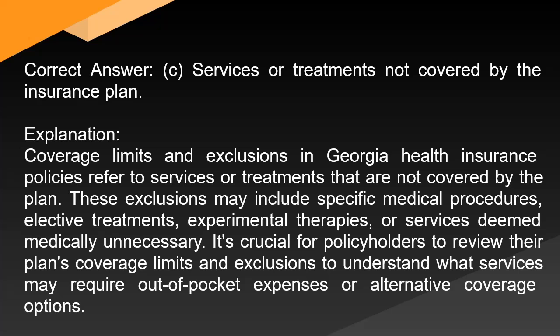Correct answer. C. Services or treatments not covered by the insurance plan. Explanation. Coverage limits and exclusions in Georgia health insurance policies refer to services or treatments that are not covered by the plan. These exclusions may include specific medical procedures, elective treatments, experimental therapies, or services deemed medically unnecessary. It's crucial for policyholders to review their plan's coverage limits and exclusions to understand what services may require out-of-pocket expenses or alternative coverage options.